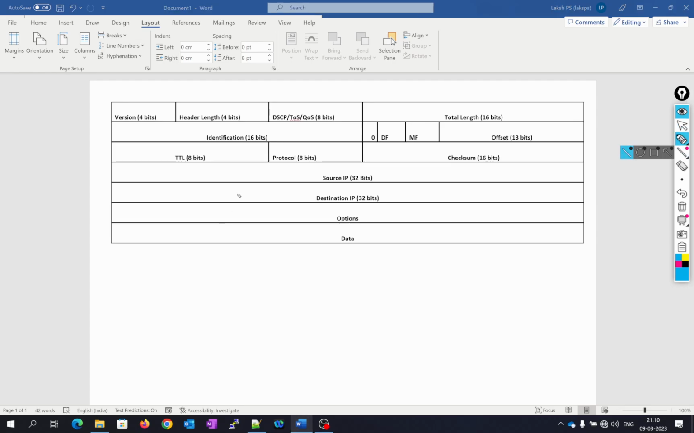Those are these fields here: identification, don't fragment, more fragment, and offset field. But why do we need to fragment a packet? Let us consider a router that is R1, whose MTU is configured as 500 bytes.